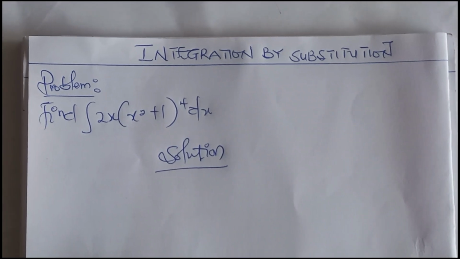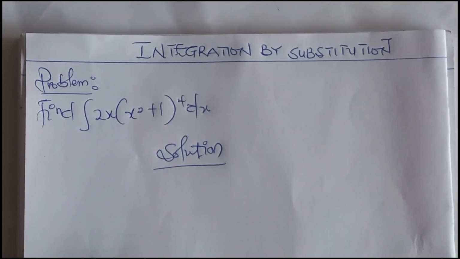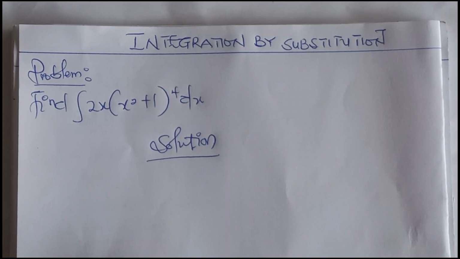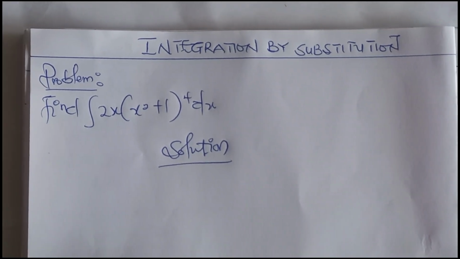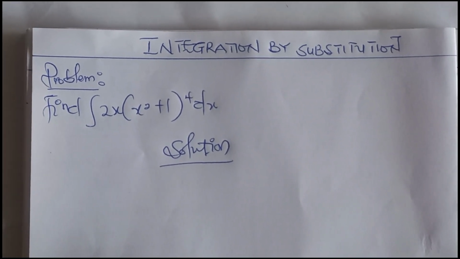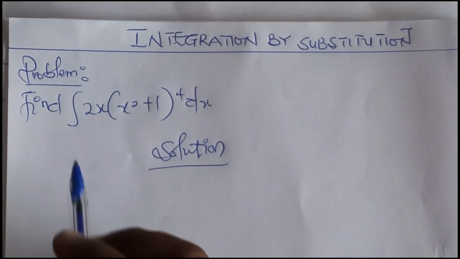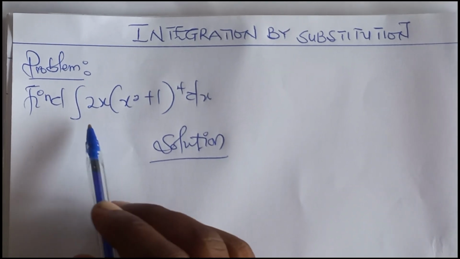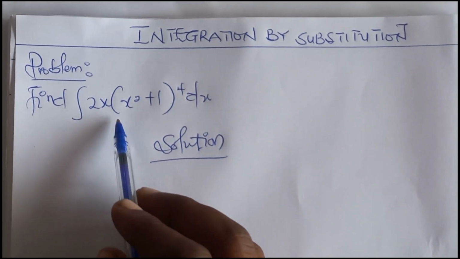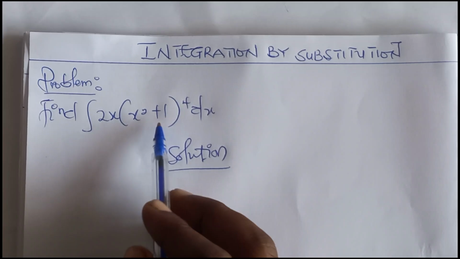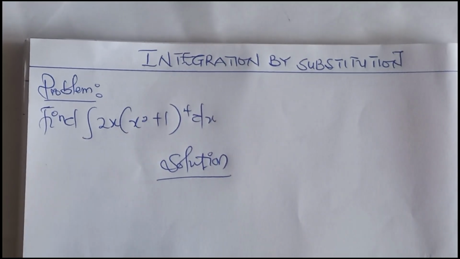So today we are looking at a topic called integration by substitution. And we are going to use this problem to learn integration by substitution. So we have to find the integral of 2x into bracket x squared plus 1 exponent 4 dx.